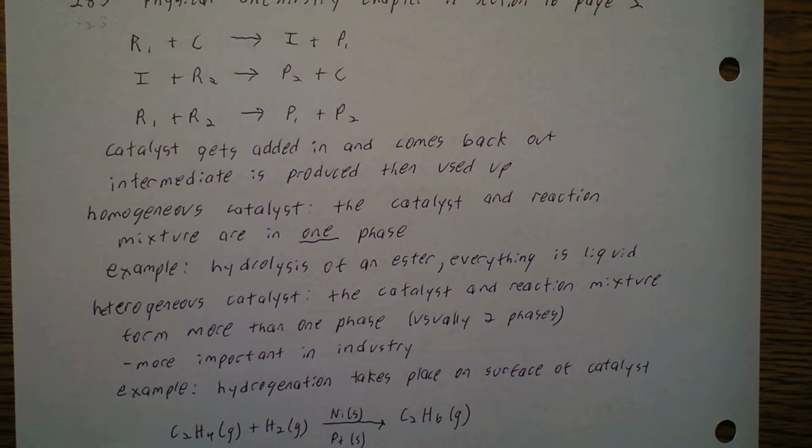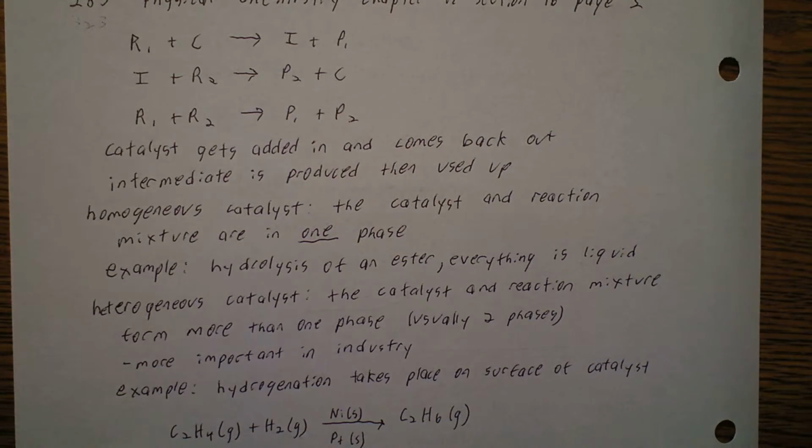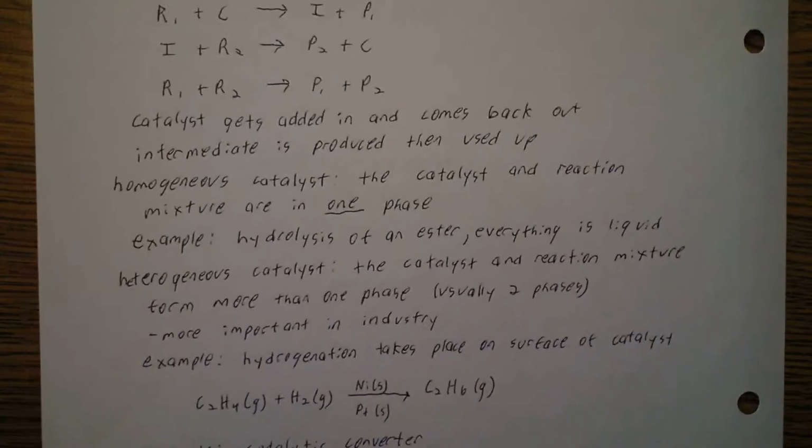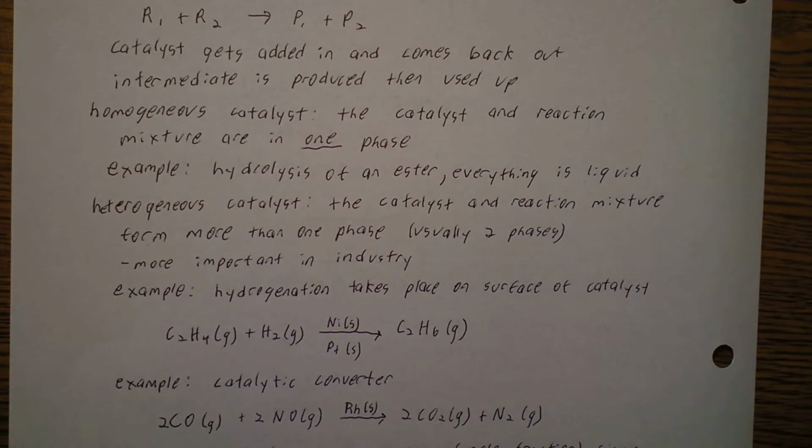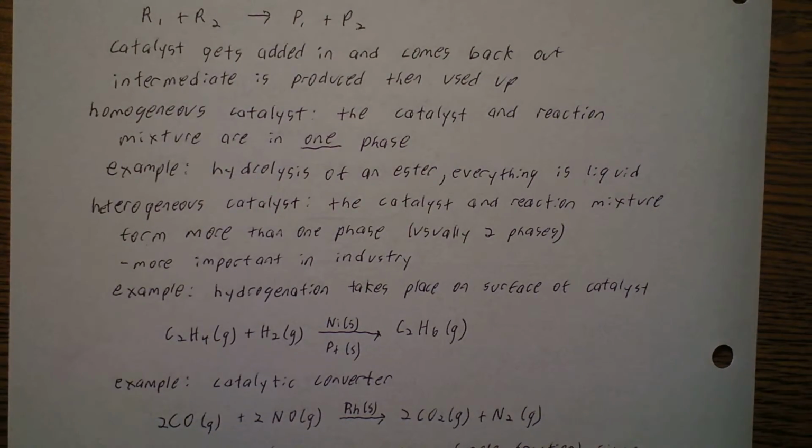A homogeneous catalyst is when the catalyst and the reaction mixture are in one phase. For example, in the hydrolysis of an ester, everything is happening in the liquid phase. A heterogeneous catalyst is when the catalyst and the reaction mixture form more than one phase, usually two phases. This is more important in industry.